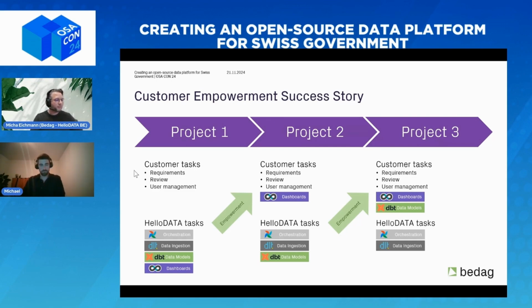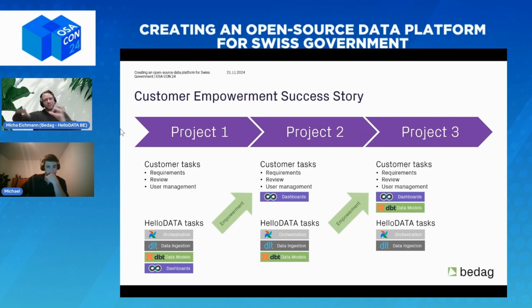So in the second project, we had fewer tasks and they would take over some of the tasks. And for us, this is a success story because we want to serve many customers and we can't serve all the customers at the same time while still growing our customer base. So we want to hand over or empower our users to also work on the platform by themselves and do more and more and more.